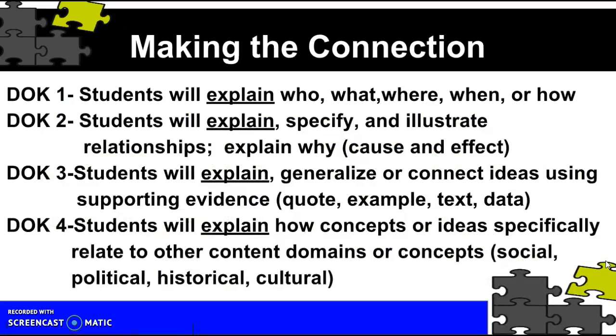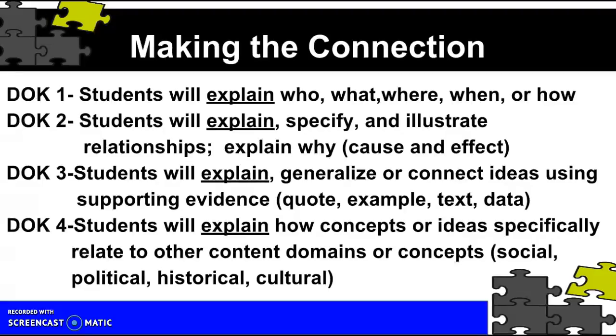So to make this connection, let's say that our verb was to explain. So we're at an understanding level on Bloom's, but the verb that we're going to use is we want our students to be able to explain. If I'm simply asking my students a who, what, when, where, or how, then that is going to be a DOK 1, it's simple recall. If I'm asking them a DOK 2, and I want my students to explain, specify, illustrate relationships, and to explain why, that brings us to a DOK 2. So anytime there's a cause and effect or a compare and contrast between two different items, it will be a 2. But then when I look at a level 3, I want them to generalize, connect ideas using supporting evidence.